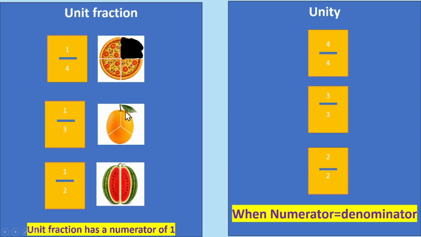Here I ate one part of the orange. I ate 1/3. So this fraction has a numerator of 1, so this is a unit fraction. The last one, I split the watermelon into 2 parts. I ate one part from the 2. So I ate half, which has a numerator of 1. So this is a unit fraction. Excellent.